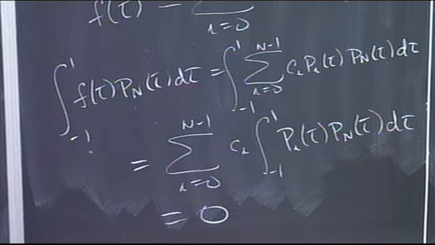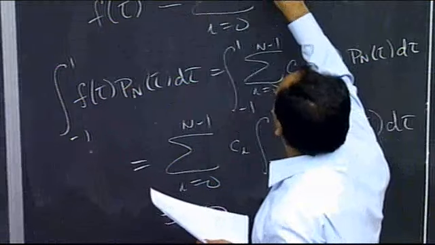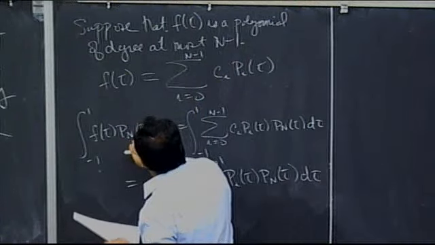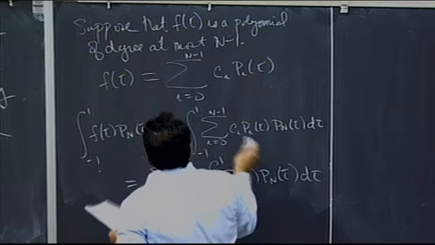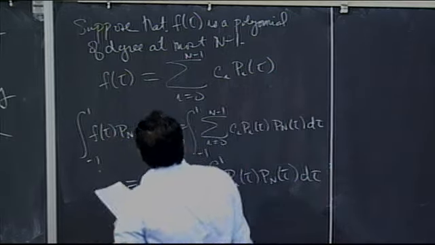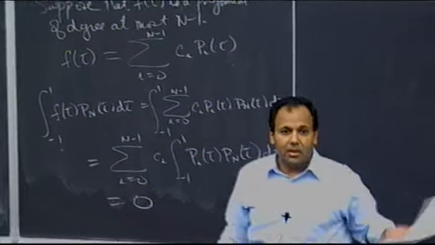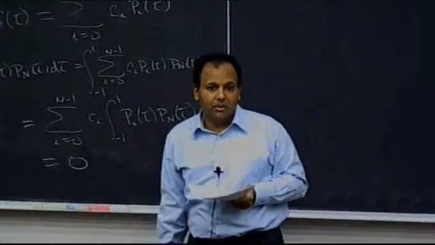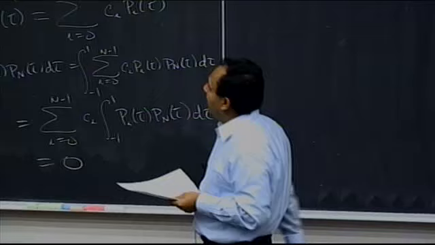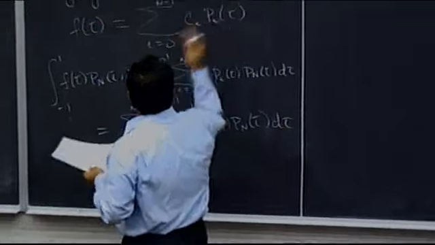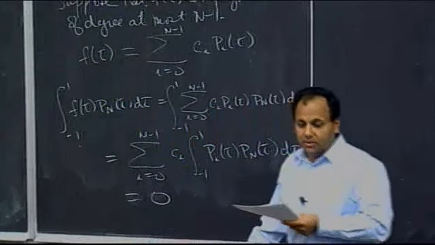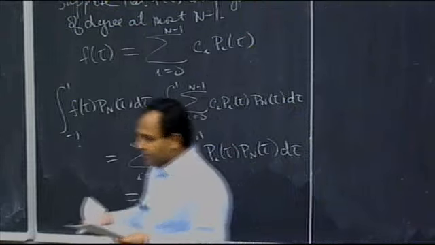So this polynomial, because it's degree at most n minus 1, the nth degree Legendre polynomial is going to be orthogonal to any polynomial that's degree n minus 1 or less. Doesn't matter what that polynomial is, okay? It's always going to be, because this polynomial can be written as a linear combination of the Legendre polynomials, okay? So that's the next property.